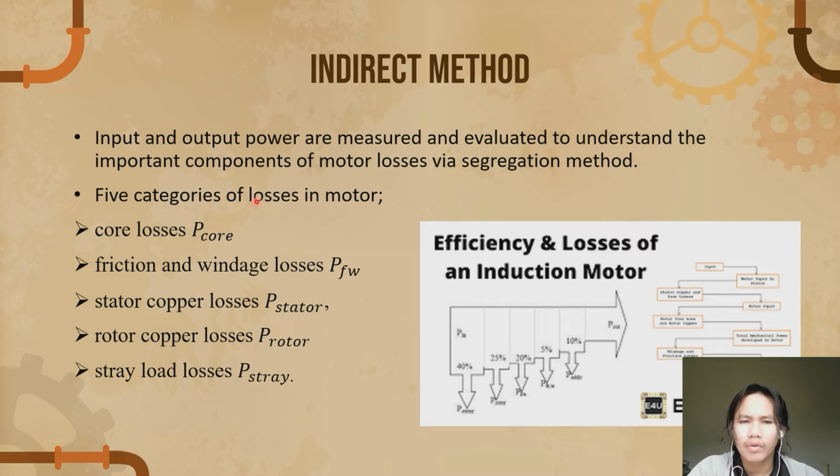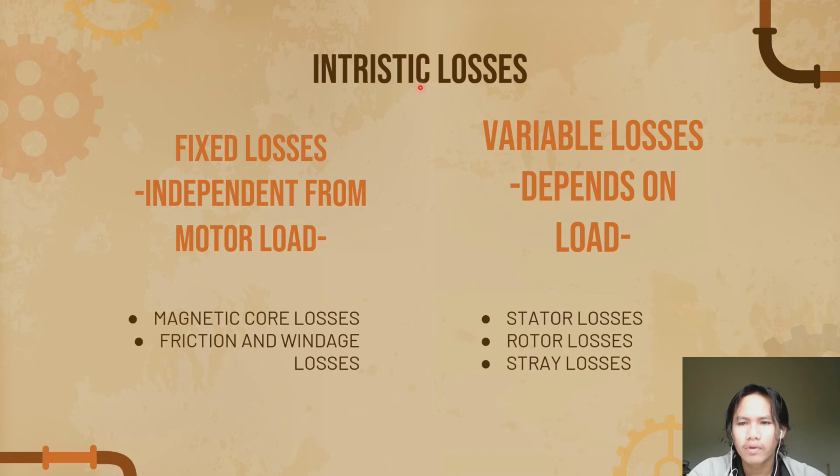So the 5 categories of losses in a motor that we segregate are the core losses, next friction and windage losses, stator copper losses, rotor copper losses and stray load losses. From the 5 losses that I have mentioned before, they can be categorized into intrinsic losses, and there are 2 types of losses that can be separated, which are fixed losses and variable losses. Fixed means it is independent of the motor load, while variable losses depend on the load itself. For fixed losses, the first are magnetic core losses and friction and windage losses.